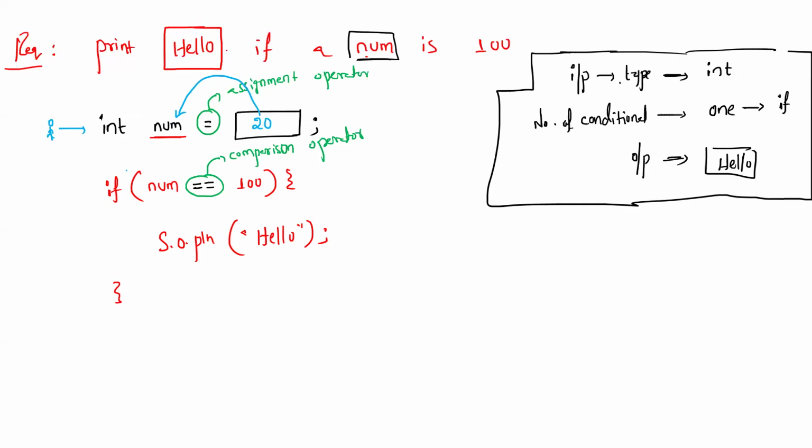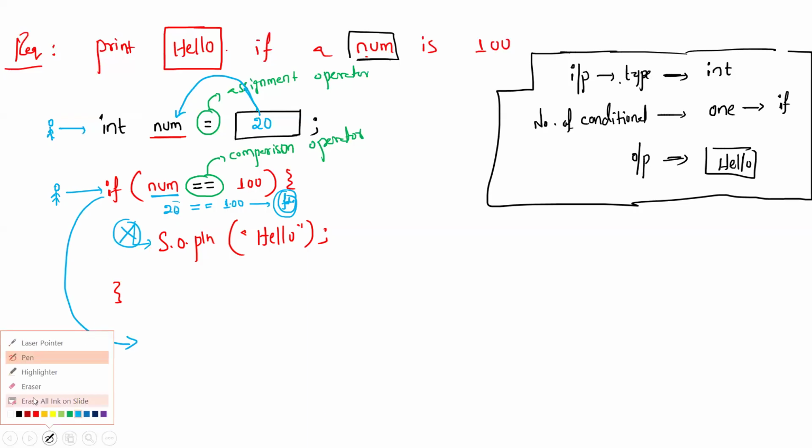Then the JVM comes to the condition check. This is the second step. Here num has the value 20, and the double equals operator compares it with 100. Is the result true or false? It is false. When the result is false, will the JVM enter the body? No. Once the condition is false, the JVM goes out of this condition statement. It will not enter the body. Then when will the JVM enter? Only when the condition becomes true.